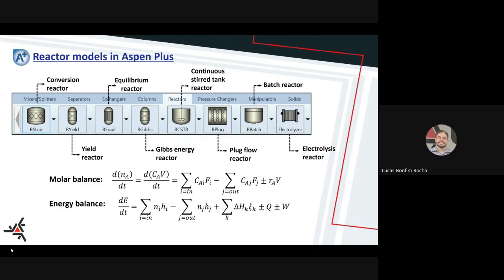And also we have some kinetic reactors for simulating, for example, a CSTR, okay, the continuous stirred tank reactor, and the PFR, the plug flow reactor, considering the model R-Plug. We also have a model for batch processes, for considering batch reactors, the R-Batch. And also in the most recent version of Aspen Plus, we have the model named Electrolyzer, for simulating the reaction of electrolysis, water electrolysis, aiming to produce hydrogen and oxygen.